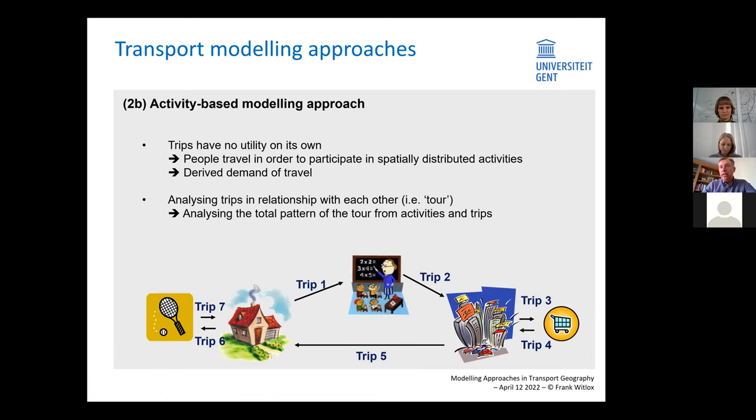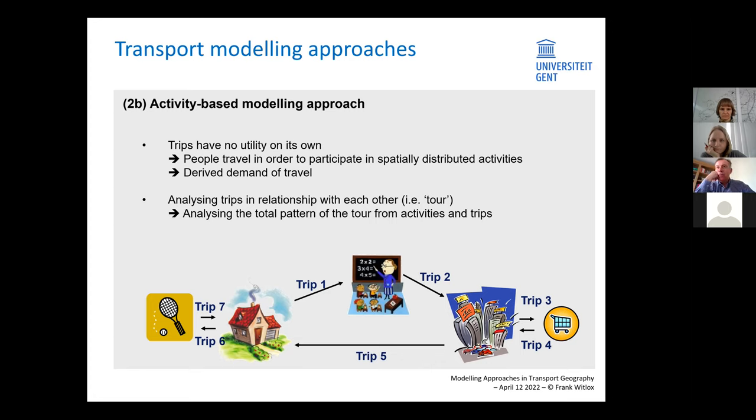The second approach is that we don't look at tours or trips, but we're looking actually at activities of people. And that is the activity-based modeling approach. Because you could say a trip in and by itself has no utility on its own. And remember that I said that if we travel, then travel is being referred to as a disutility. So from that perspective, it means that we want to limit travel as much as possible.